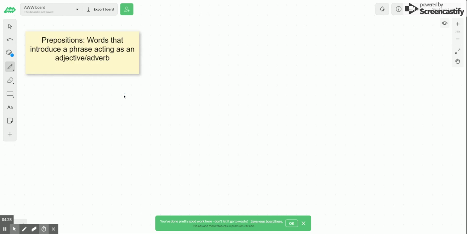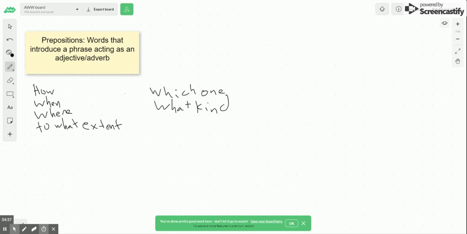Next, we have prepositions. Prepositions are kind of weird. They're words that introduce a phrase acting as an adjective or adverb. And prepositional phrases will answer how, when, where, to what extent, which one, and what kind. Those are the questions for adjectives and adverbs, which they are, but the difference is prepositional answers to these questions are more than one word.